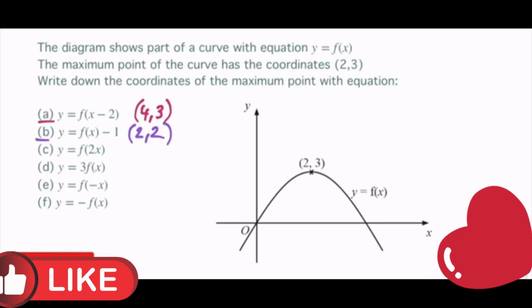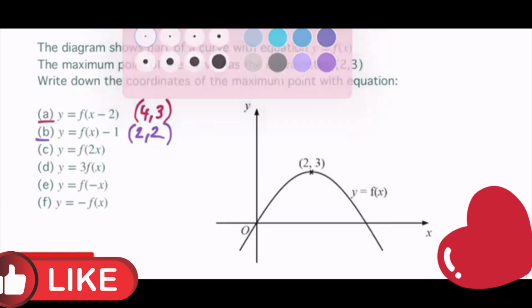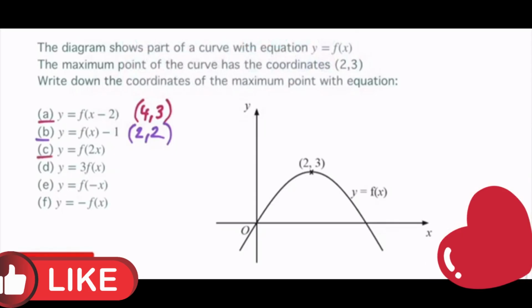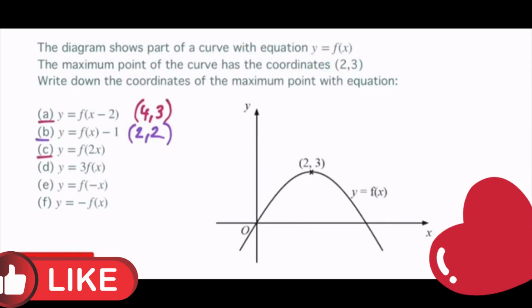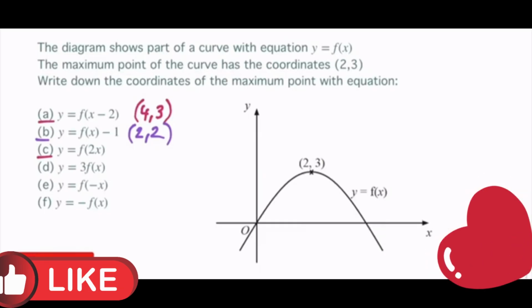Now we're going to have a look at question C, part C there. So y equals f of 2x. Normally when you're timesing by 2 you'd expect that to double something, but as it's inside the bracket affecting x, it does the opposite. So rather than multiplying by 2, it divides it by 2 or halves it there.